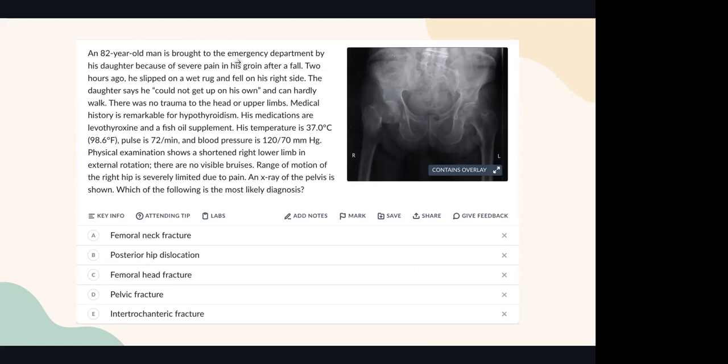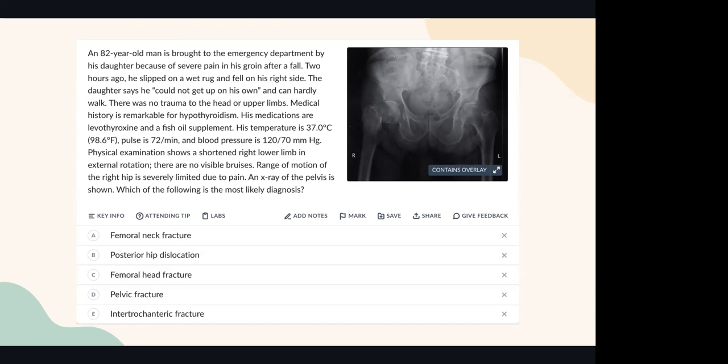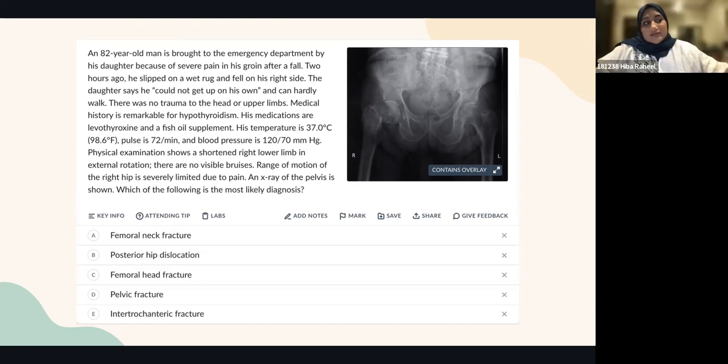What are the keywords of the intertrochanteric fracture? I'm not sure about those because they were not part of my objectives, but I can look at them and get back to you. I don't want to give you wrong information. Okay, thank you so much. No worries. I'll look into it and send you an email about how to differentiate between the two.